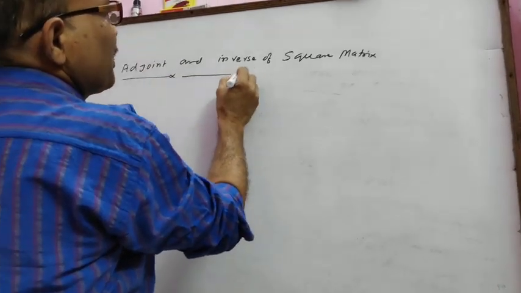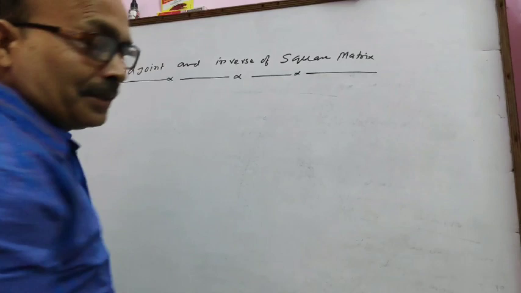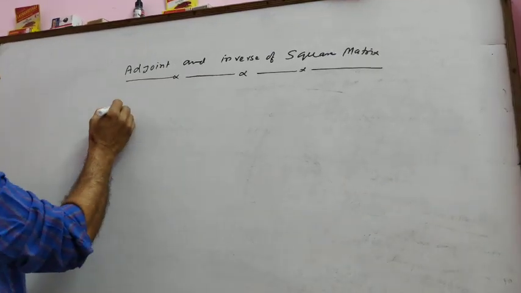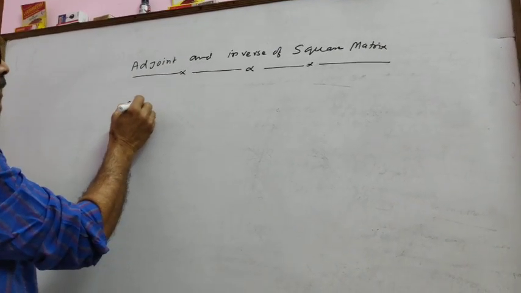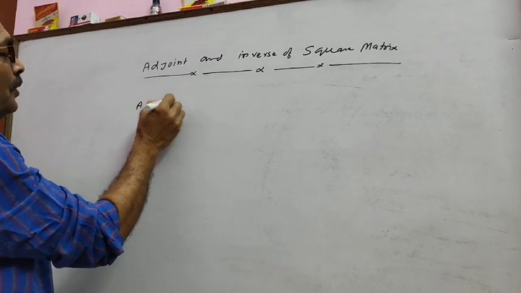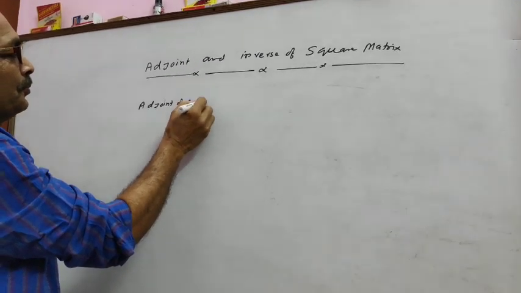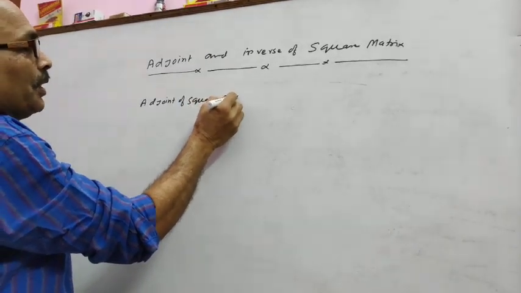Adjoint and inverse of a square matrix. First, adjoint of a square matrix. Adjoint of a square matrix.